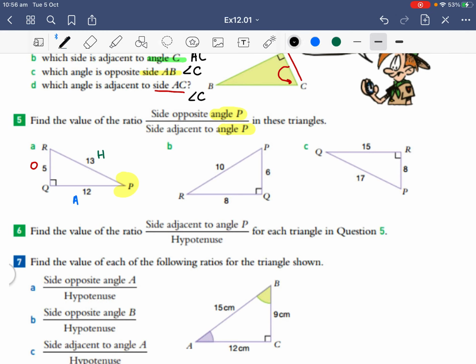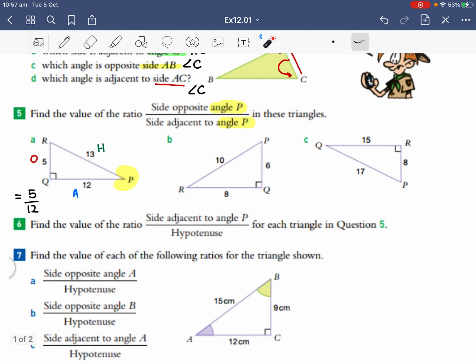So for our ratio, what we want is the side opposite angle P, which was 5, over the side adjacent to angle P, which is the side worth 12. So the side opposite angle P is this 5, the side adjacent to angle P is 12. So that's what you have to do for question 5. I'm going to let you do B and C.